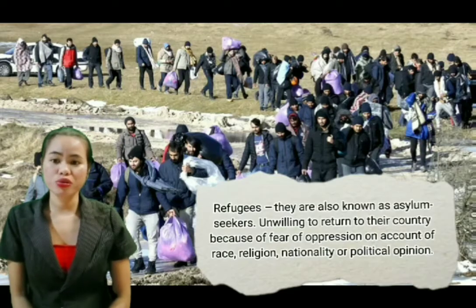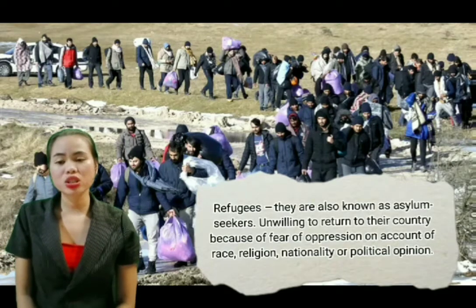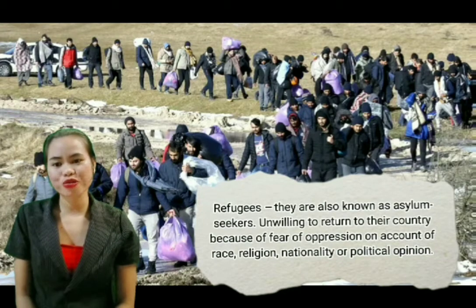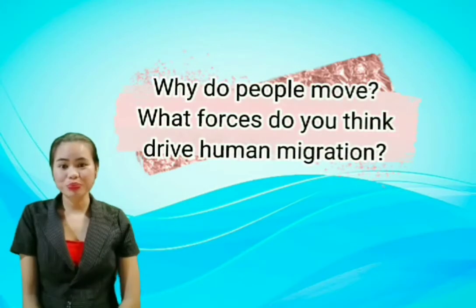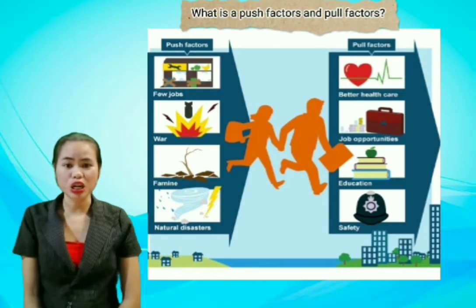And the last, the refugees, also known as asylum seekers, unwilling to return to their country because of fear of oppression on account of race, religion, nationality, or political opinion. Why do people move? What forces do you think drive human migration? People move for many reasons, and those reasons are called push factors and pull factors. What are push factors and pull factors?